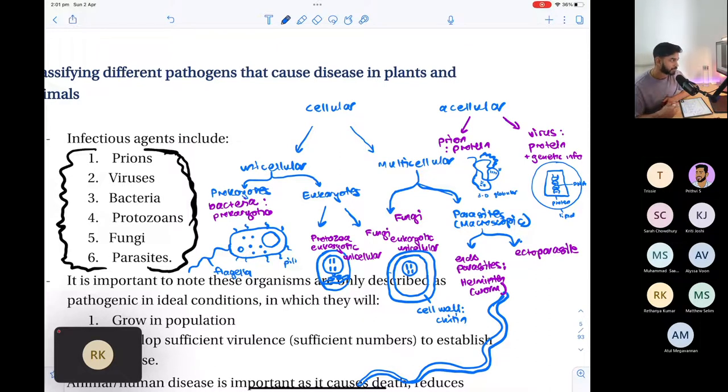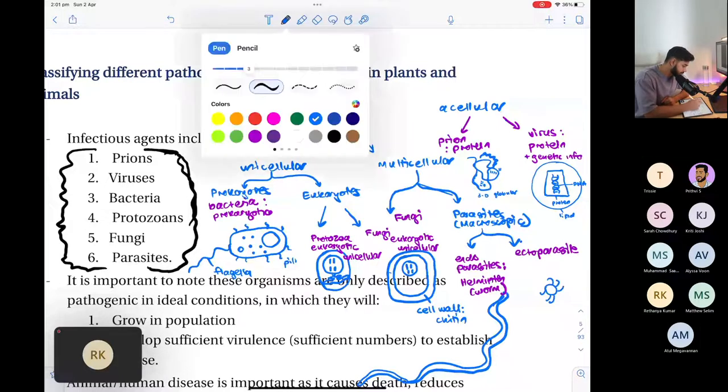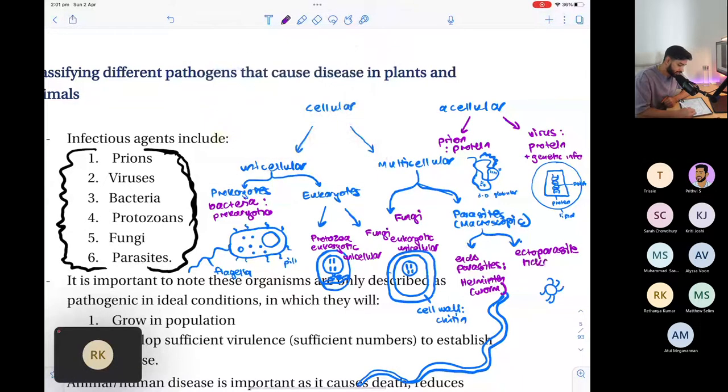We've said ticks. We've said fleas. What else do we have? Anyone? We have ticks, fleas, lice, mites. Okay, they're all examples of ectoparasites. We'll go through examples. Any questions so far about the different organisms that cause disease? This is a brief overview about what they all look like and how they're different.